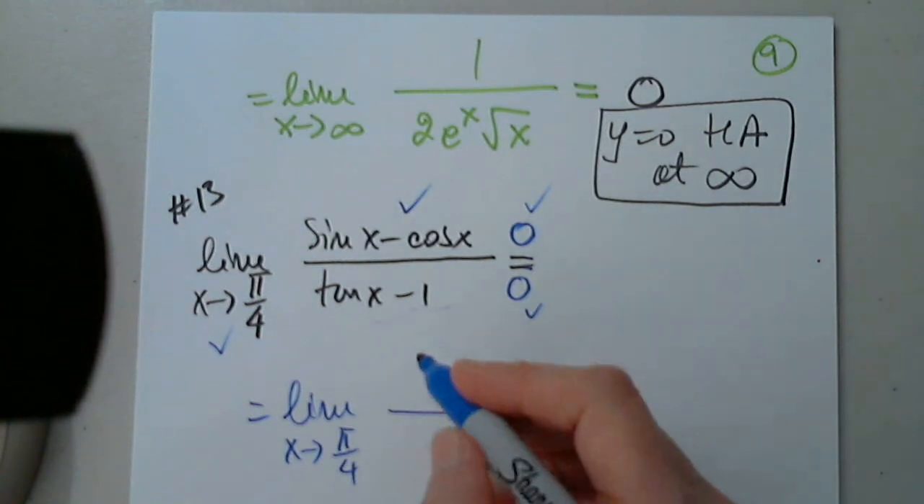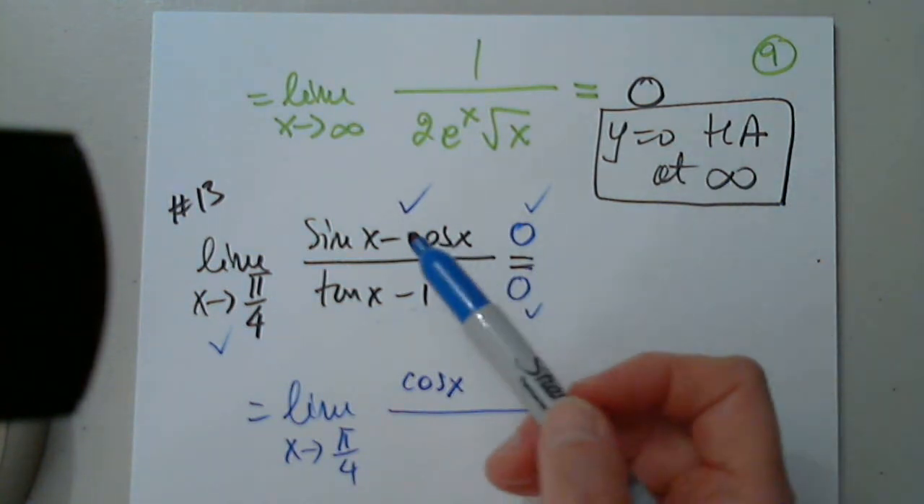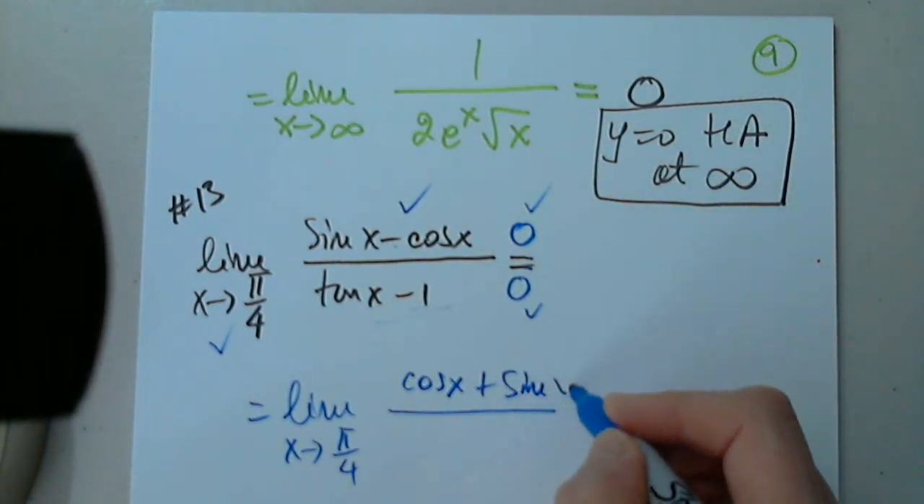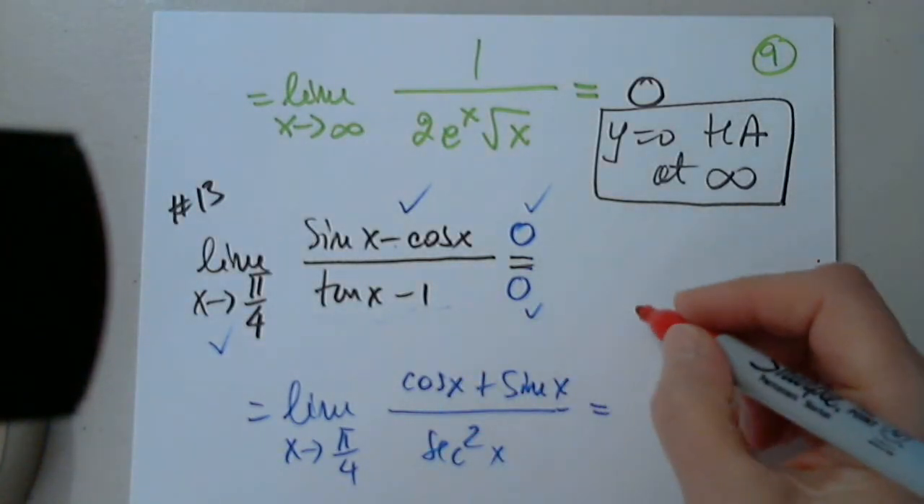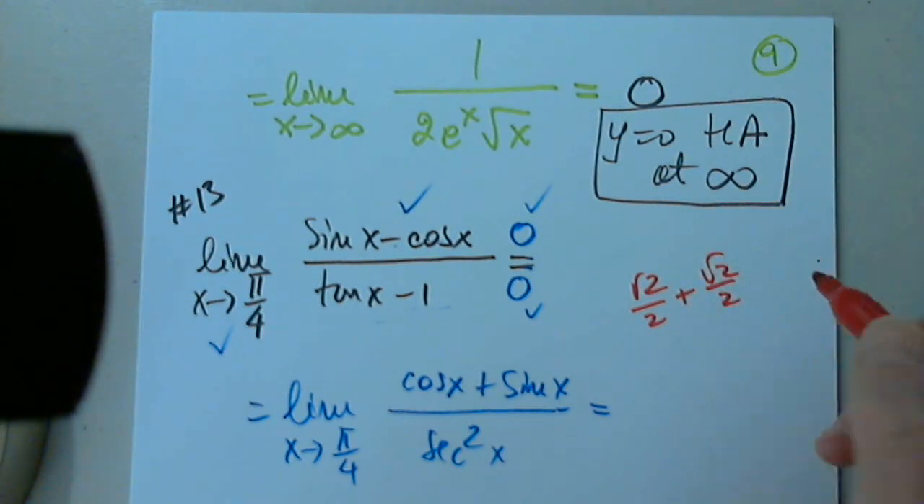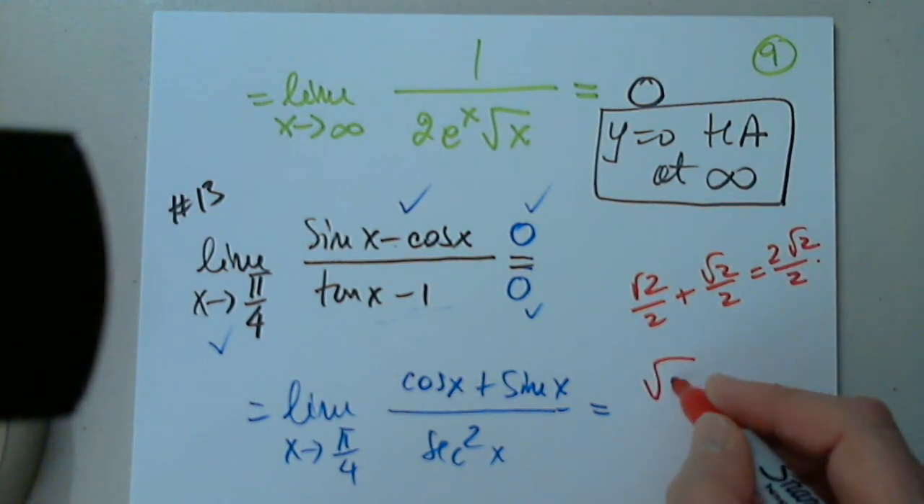So then sine prime is cosine, and cosine prime is negative sine with minus in front. And the denominator is secant squared. Let's try again. Where is the numerator going? Well, we know it's the square root of 2 over 2 plus the square root of 2 over 2. So this is 2 times the square root of 2 over 2. So then the numerator is the square root of 2.